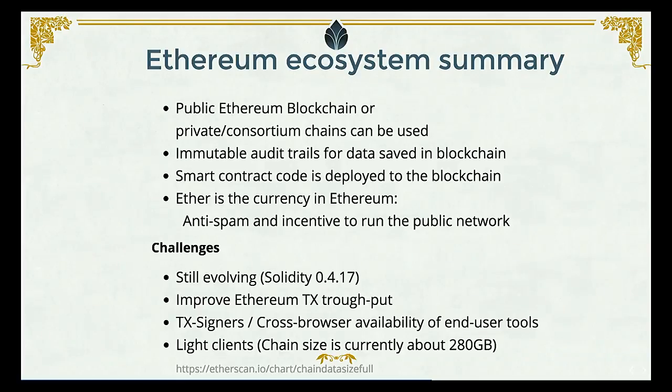We currently have a transaction throughput of around 15 transactions per second. If you only do value transactions like you would do in Bitcoin, it's 25. But this is not really a scale where you can reach large sites. Visa processes, I think, 60,000 transactions per second. So the goal of the Ethereum Foundation is to reach the transaction speed of Visa, but it will take some years.